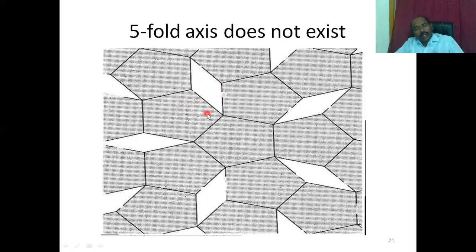According to the definition, the unit cell should fill the entire plane in 2D or entire space in 3D by translating along the lattice vectors. But this particular shape is not fulfilling that definition. Therefore, five-fold axis does not exist. Right? We see the next one.